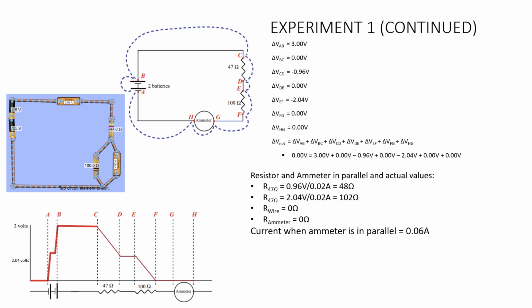Now, the resistor and the ammeter in series, their values would be 48 ohms and 102 ohms. This is very simple. We just used Ohm's law to derive that. See it again, and yeah, it's pretty easy to figure that one out. It's once again rounding errors. And then the actual resistance of the wire and ammeter would be 0, and the current in the ammeters is 0.06 amps, which makes a lot of sense because the resistance provided by the resistors is divided up between the 2 amps, but the current should also be the same throughout.